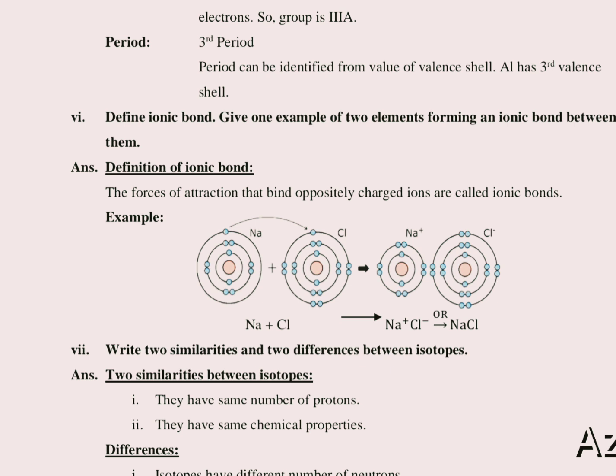But one thing I really need to mention here is that the structure given here is not a dot and cross structure, so preferably you must use a dot and cross structure. For example, if you are using dots for sodium to represent the electrons, use crosses for chlorine.